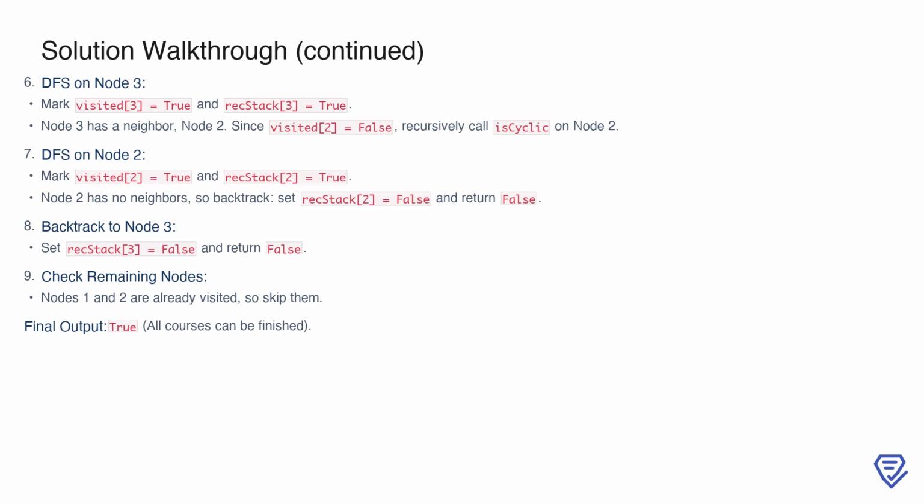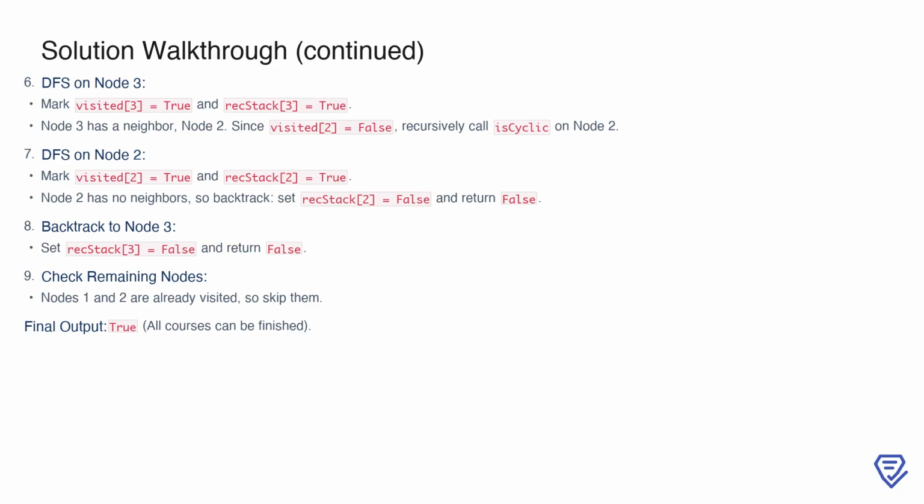Node 3 has a neighbor, node 2, which hasn't been visited, so we recursively call the DFS on node 2. At node 2, we mark it as visited and add it to the recursion stack. Since node 2 has no neighbors, we backtrack by removing it from the recursion stack and confirming no cycle exists. Returning to node 3, we remove it from the recursion stack and conclude the DFS for this chain.